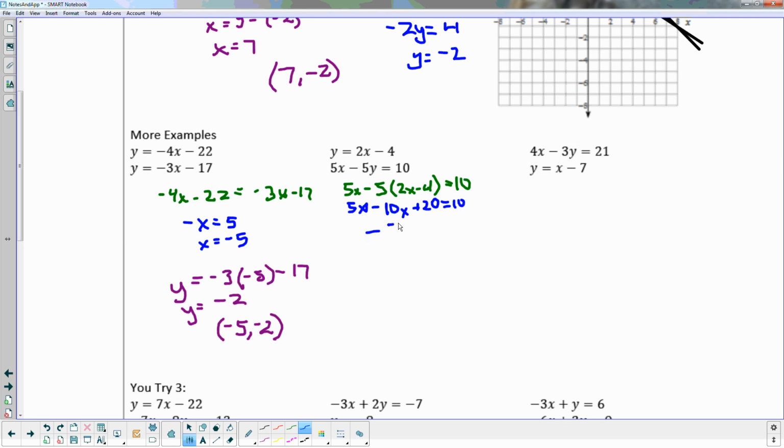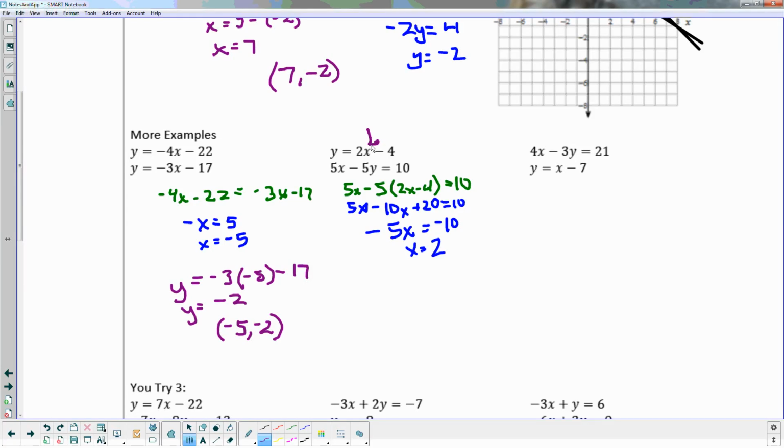And combine like terms, I get negative 5x, and I will go ahead and subtract 20 at the same time. Gives me negative 10. So x will be 2. With x equal to 2, I definitely want to plug it into this equation right here. That equation is set up to figure out what y is, so why fight it? And I know that y is going to be equal to 2 times 2 minus 4. 2 times 2 is 4. 4 minus 4 is 0. So I get an answer of 2, 0.